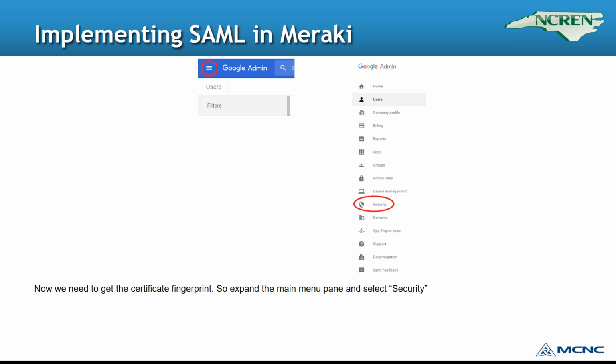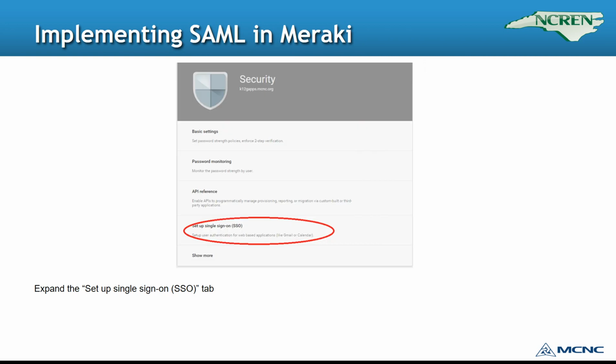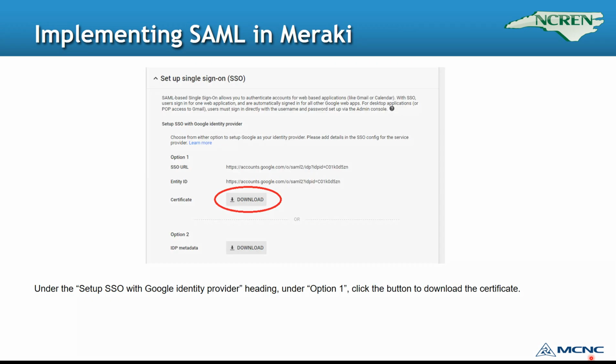Once you have that, I'm going to click Finished, and then you're going to go to the pane on the left and hit the security area, where you go and get the certificate fingerprint to provide to Meraki so that they can talk to each other through that PKI we were talking about earlier. So go into the security section, expand the single sign-on tab, and then you'll download the certificate.